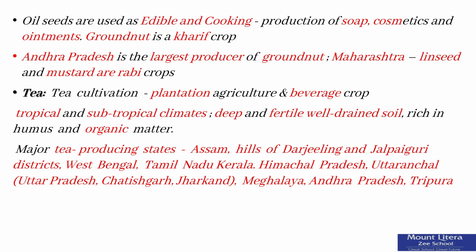Tea cultivation is an example of plantation agriculture. It is also an important beverage crop introduced in India initially by the British. Today, most of the tea plantations are owned by Indians. The tea plant grows well in tropical and subtropical climates.